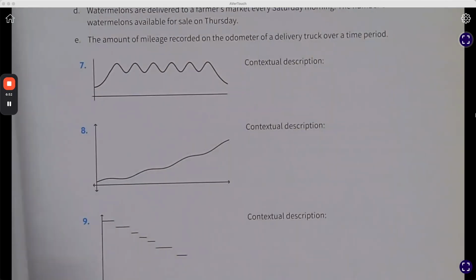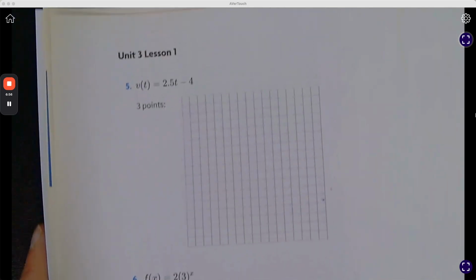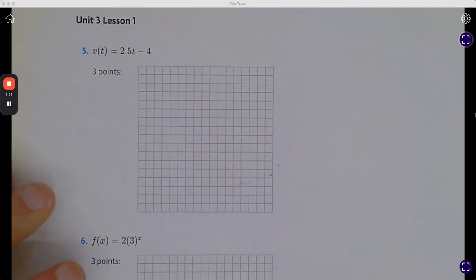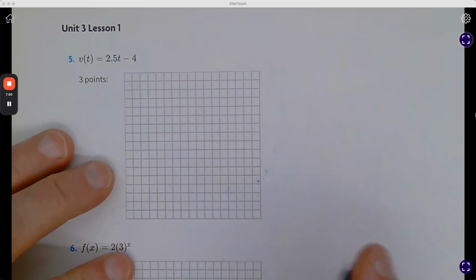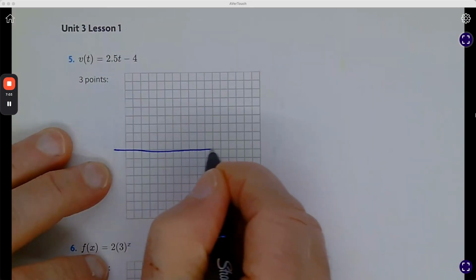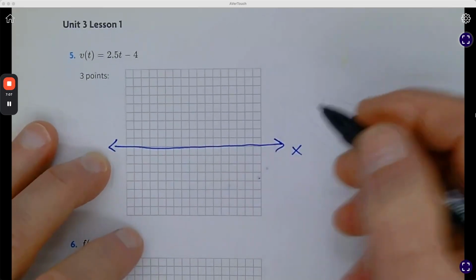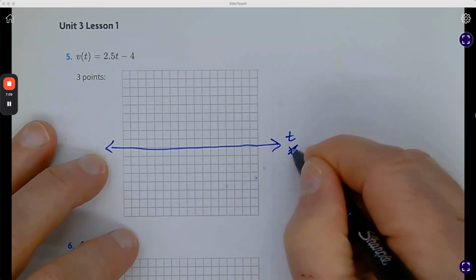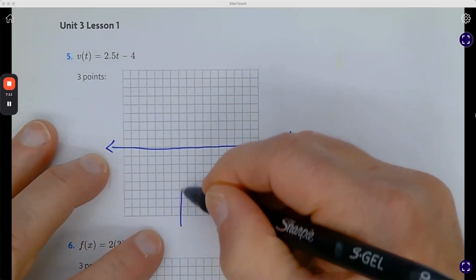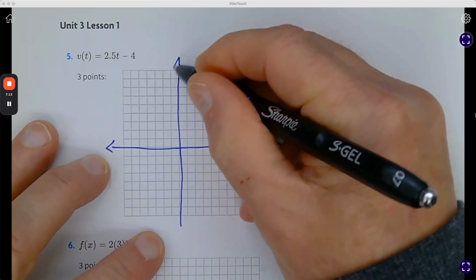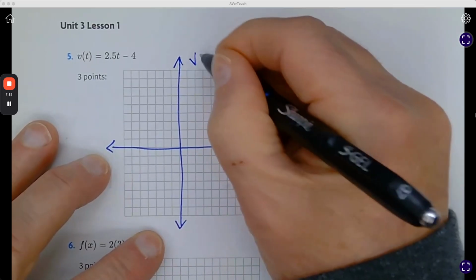Number 5, this is going well. All right, this is also linear. This is x. This is, sorry, it's t. Should have looked closer. And v of t. So they changed my input variable on me.